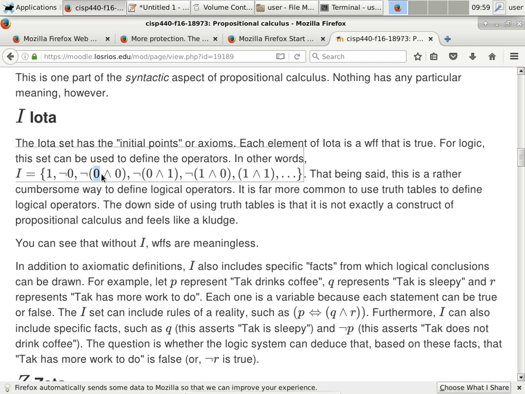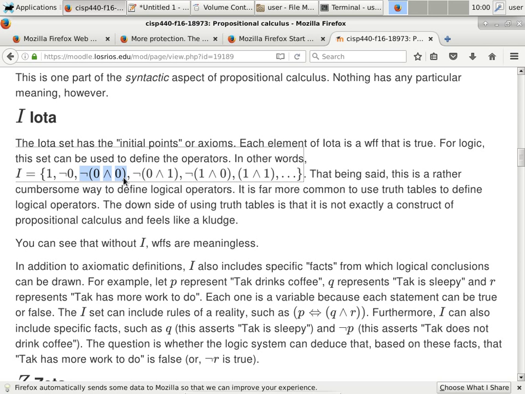We need to know that the negation of zero and zero is true, because that means zero and zero is false. So instead of saying what is false, we are forced to say what is true. For anything that is false, you have to put a negation around it and then put it into iota. Are we doing okay so far with these definitions?